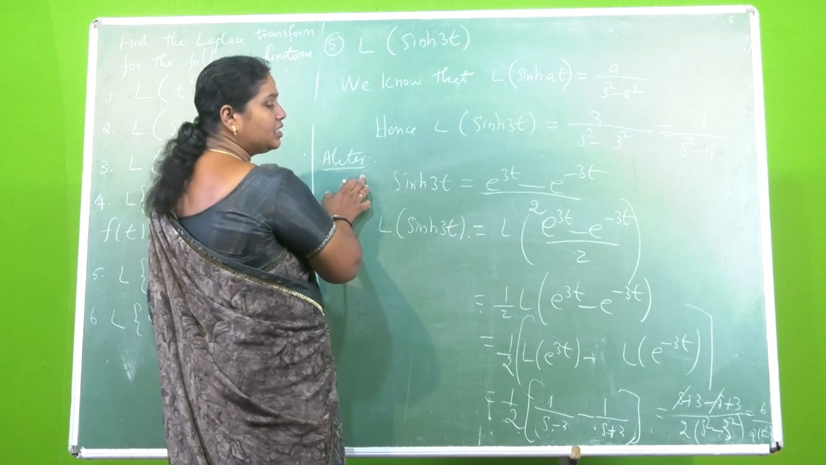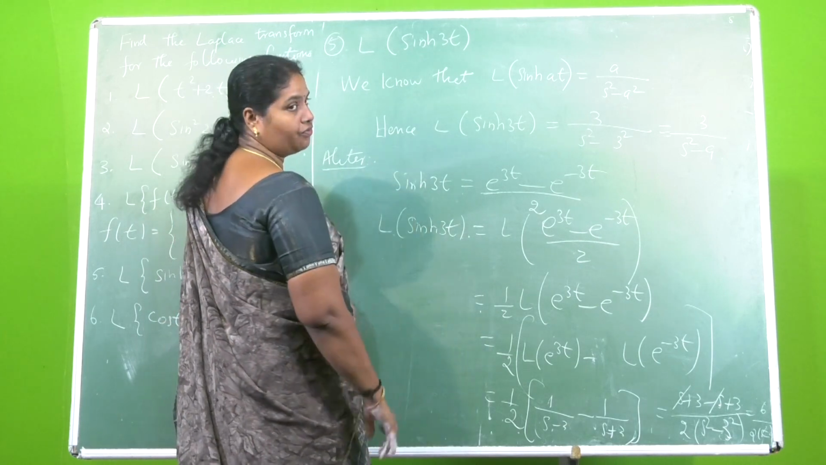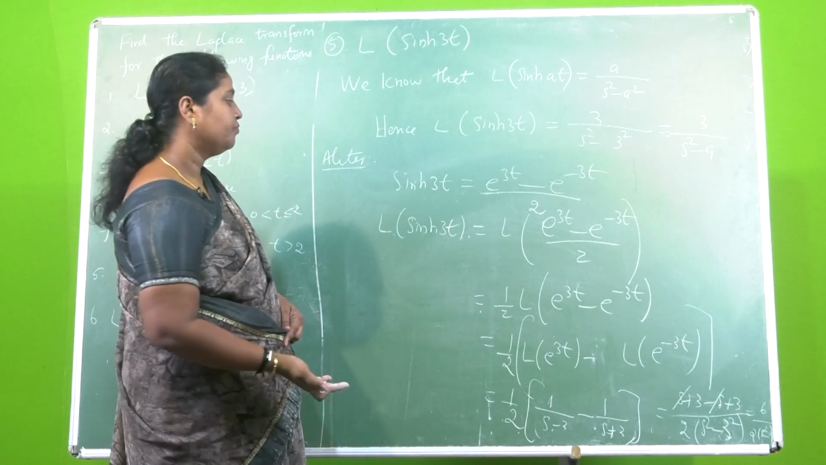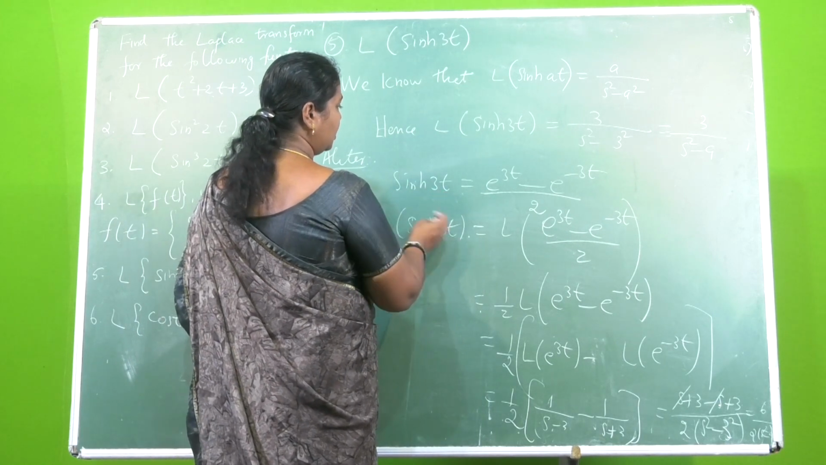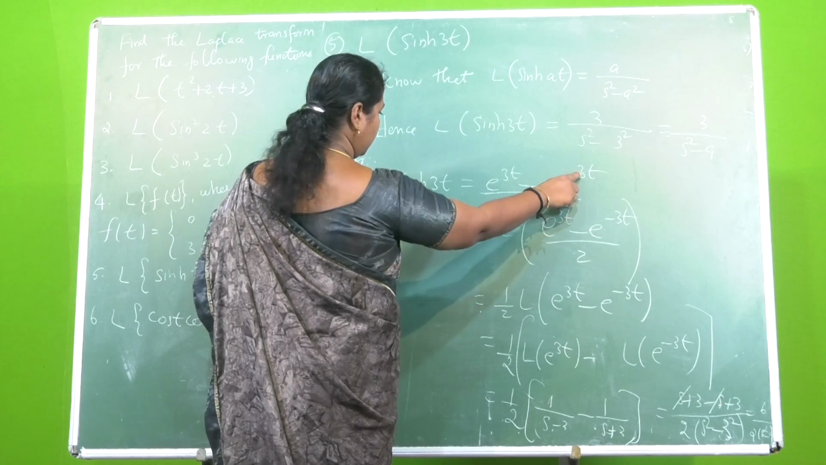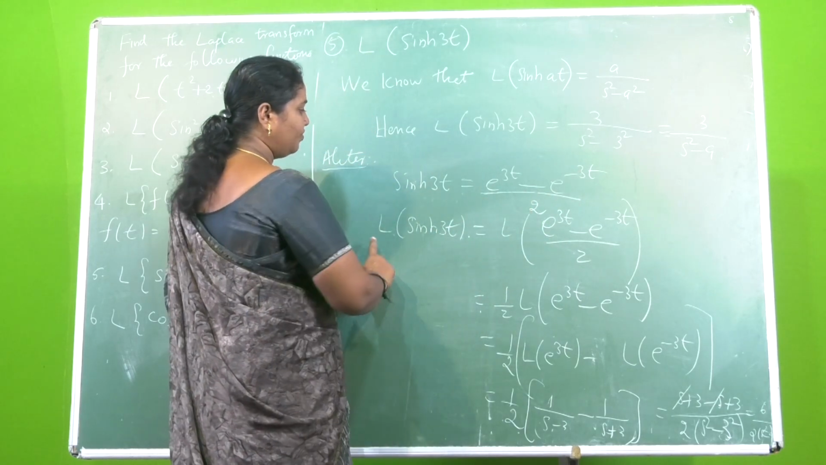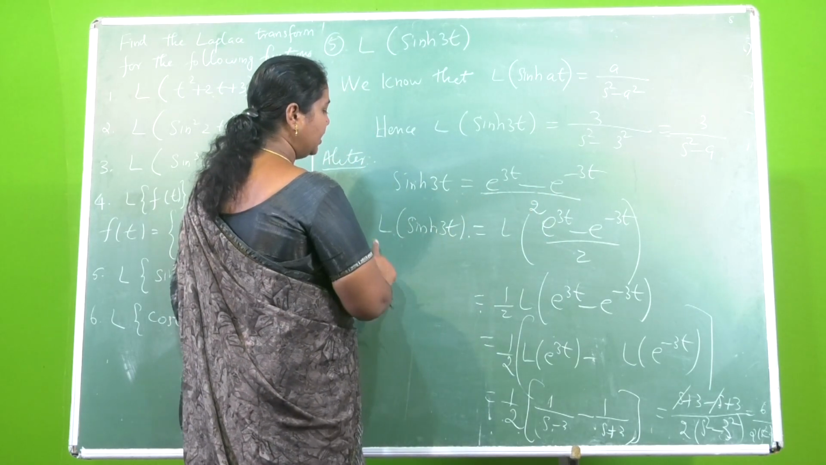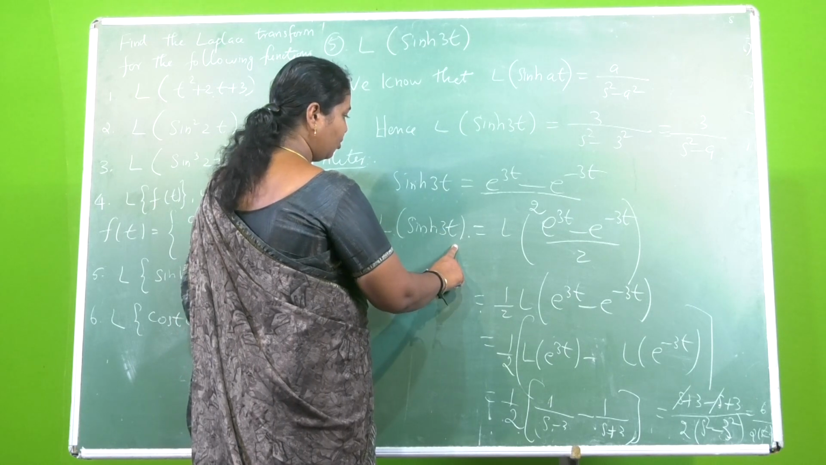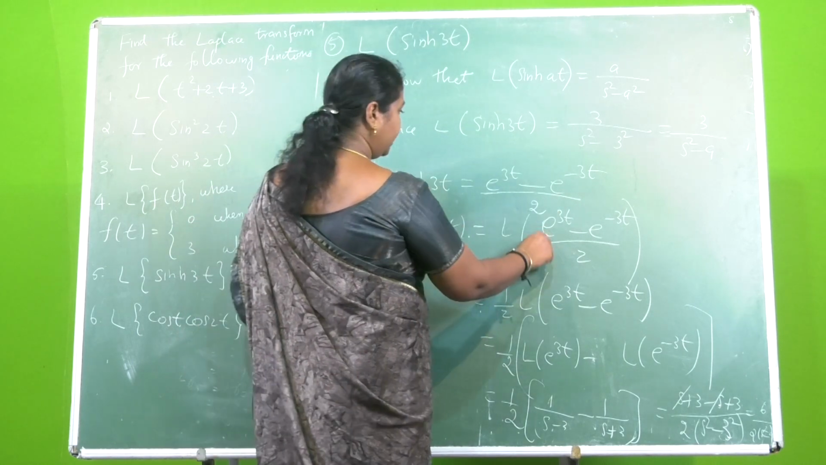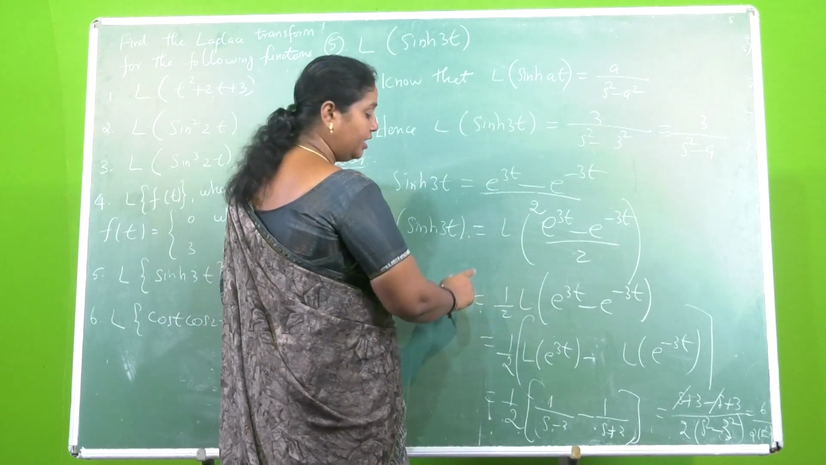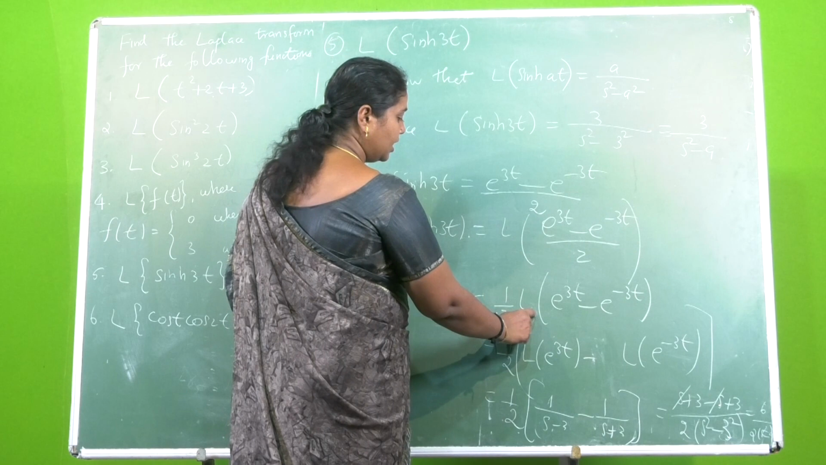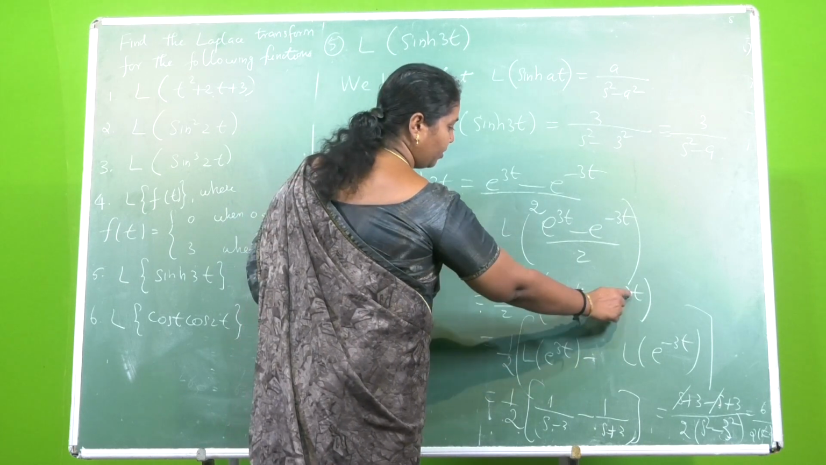So there is another way to find the answer for L of sinh 3t, and that is the direct definition. Sinh 3t is nothing but e power 3t minus e power minus 3t divided by 2. If we apply the Laplace transform, L of sinh 3t is equal to L of e power 3t minus e power minus 3t divided by 2. Applying linearity, we get 1 by 2 times L of e power 3t minus e power minus 3t.